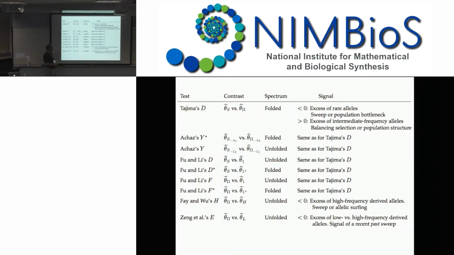of high-frequency derived alleles. That's either a sweep or allelic surfing. It's not caused by a bottleneck. It's a feature largely independent of demography. Here, a value less than 0 means I've got an excess of low versus high-frequency derived alleles, and this is a signature of a past sweep, a sweep that has occurred. There's a short window where that little lingering shadow of the sweep appears on this criteria.